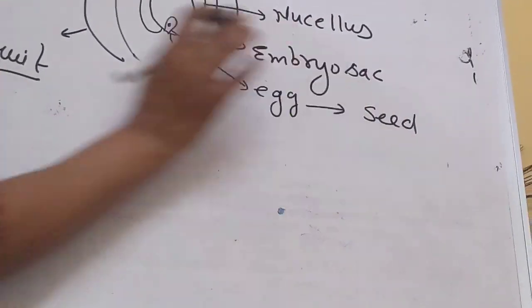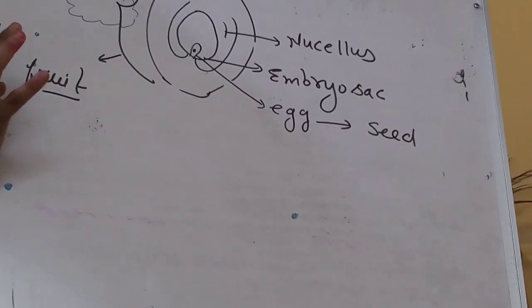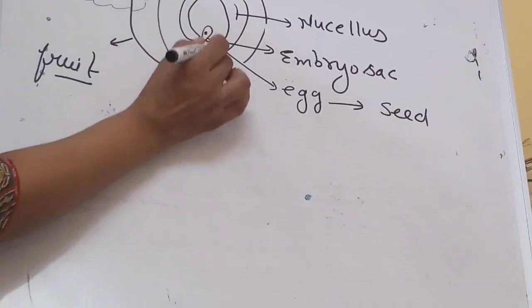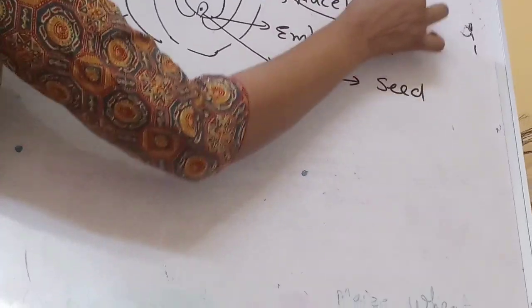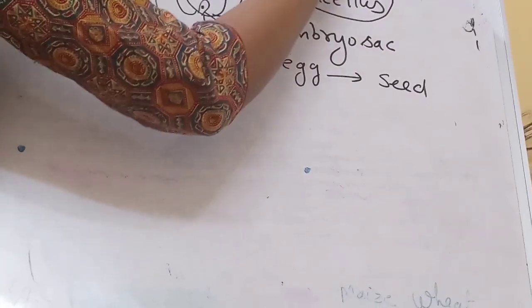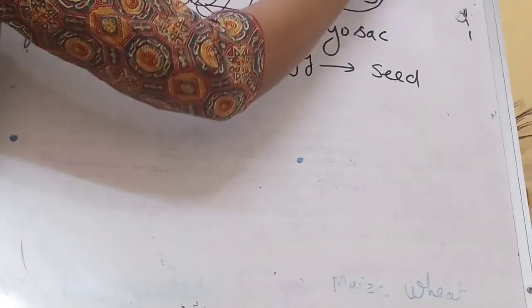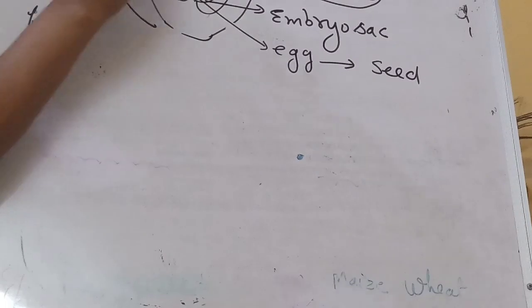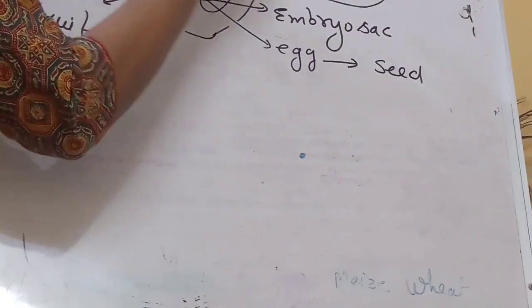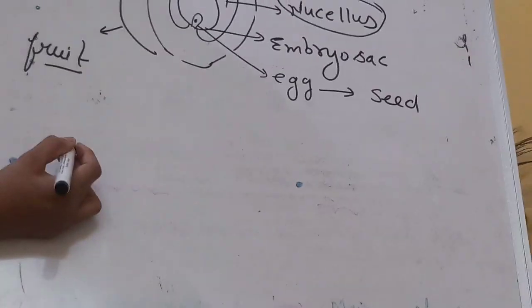This is after fertilization. We will see that the nucellus is going to dissolve. Sometimes if it is not dissolved, perisperm is produced. It's not produced as such, it's the remaining part of the nucellus that persists. So this thing which we see in the seeds is called perisperm.